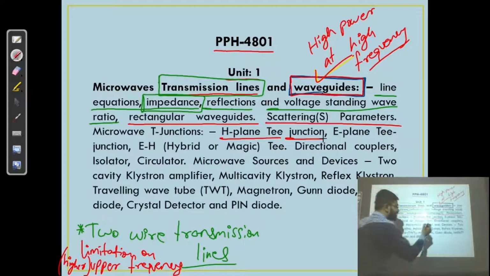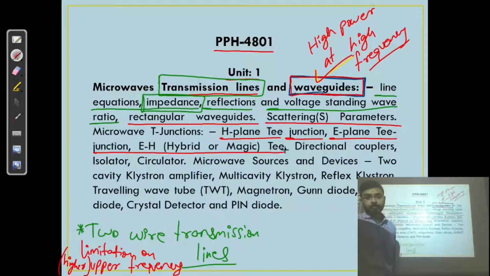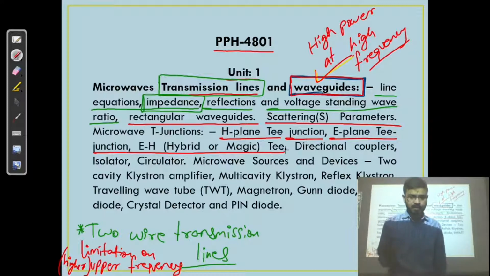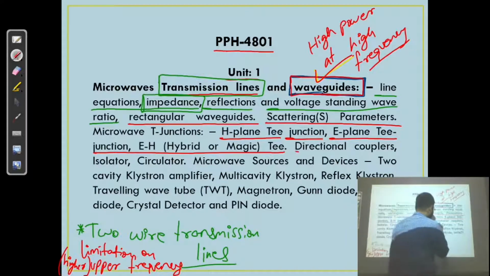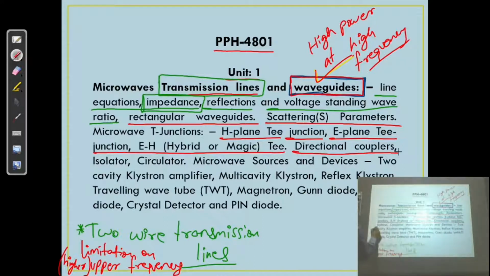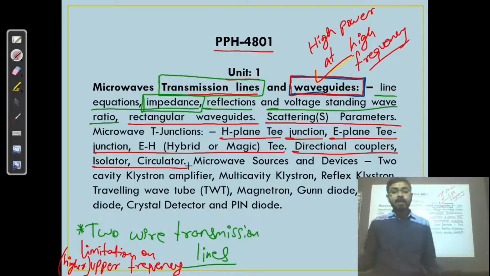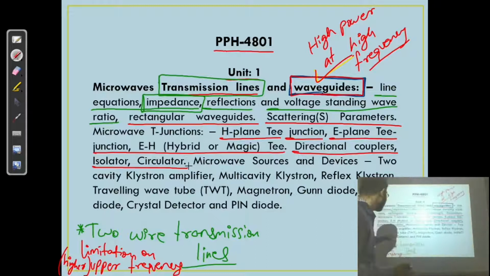That is nothing but H plane T junction, E plane T junction, and hybrid T junctions, right? After completion of those junctions, we will study directional couplers, isolators, and circulators. These are all microwave devices, microwave components. The directional coupler, isolator and circulator are microwave components.